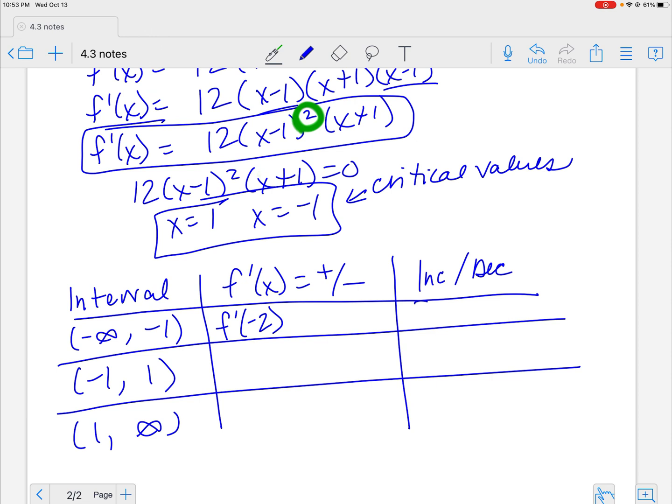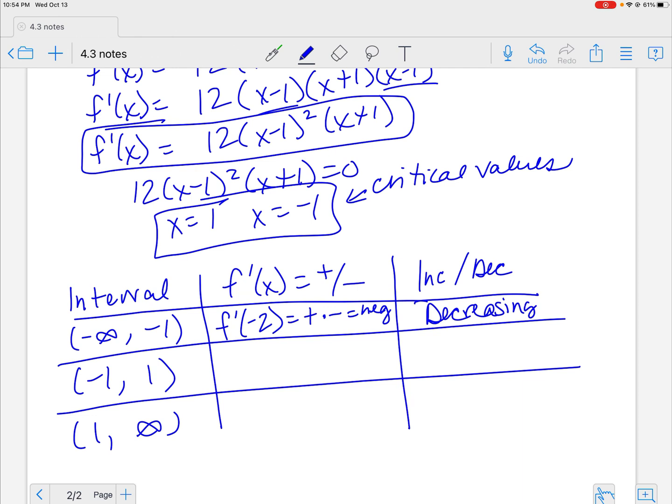But what happens when you square that? You get a positive number because it's squared. Now when I plug a negative 2 into here, what do you get? A negative number. Good. And I'm multiplying both of these by 12. That's a positive number. So a positive times a negative is going to equal a negative number. If this whole thing is negative, then I know that I am decreasing. Okay, decreasing. I've got plenty of room. I might as well write it out, huh?